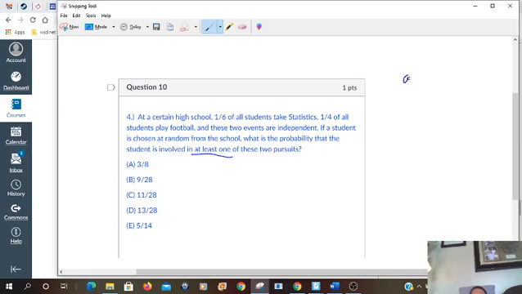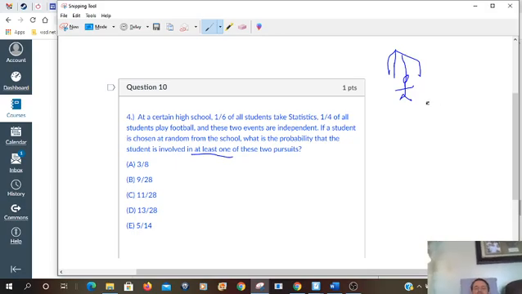So we're gonna go in and pick up somebody out of the school randomly. We're gonna go in and grab them with the claw. Pick them up. And so what's the probability that we pick up that student that it's either a stats or a football player or both?